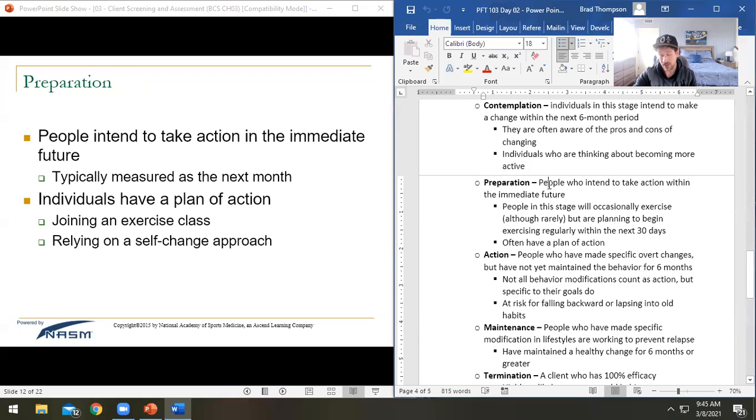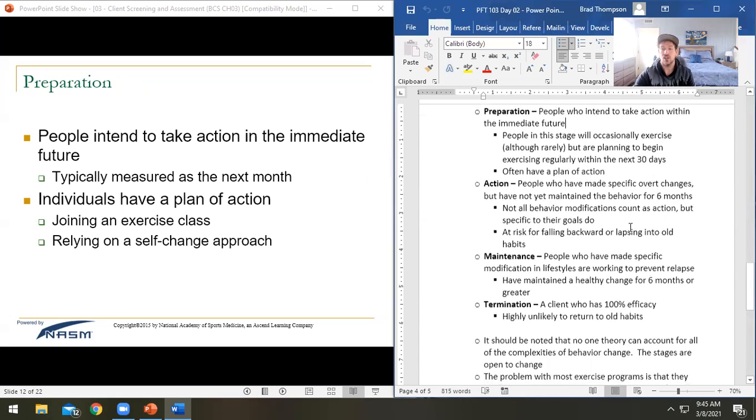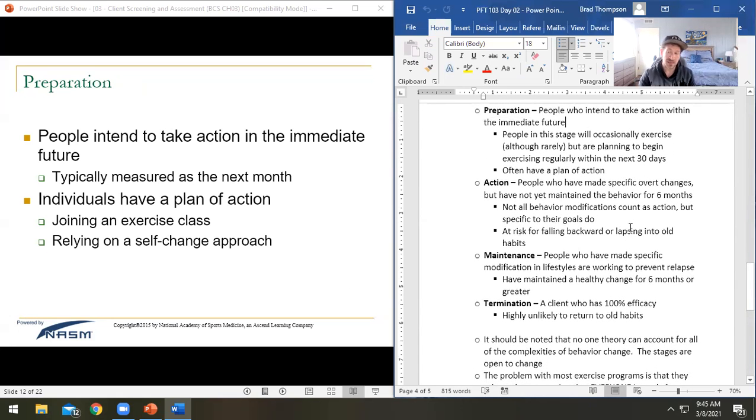Now, preparation. Let's say somebody finally moves outside of contemplation into the preparation stage. Preparation are people who do intend to take action within the immediate future, right? So people in this stage might be exercising occasionally. It may be rare, but they are still engaging in an activity. But they're planning to begin exercising regularly within the next 30 days.